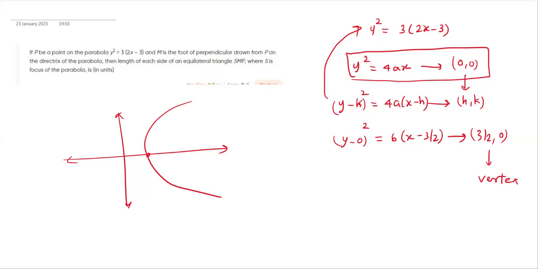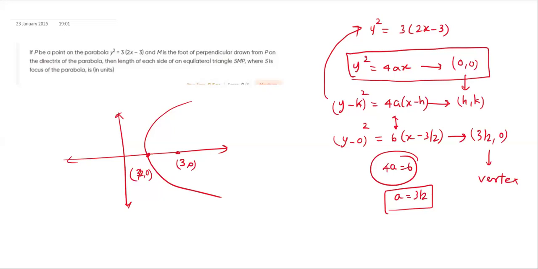Now what is a here? If you compare these two, you will get 4a is equal to 6, right? When you compare these two equations, you will get a is equal to 3 by 2. This 3 by 2 is the distance from the vertex to the focus. That means your vertex is already at 3 by 2, so 3 by 2 more will bring it to 3 comma 0. So your vertex is at 3 by 2 comma 0, and your focus is at 3 comma 0.